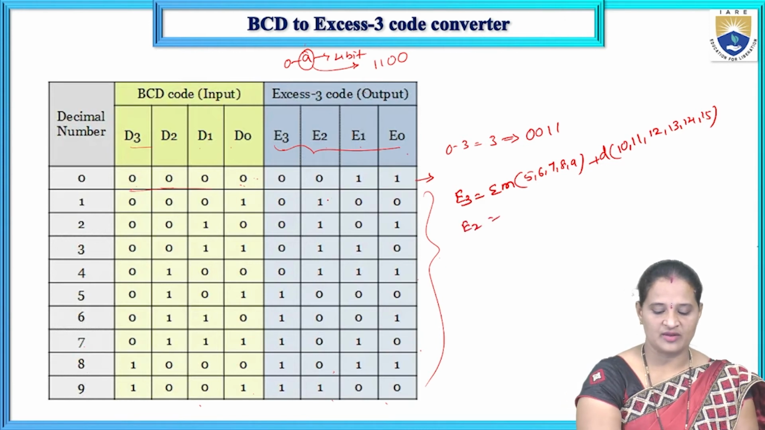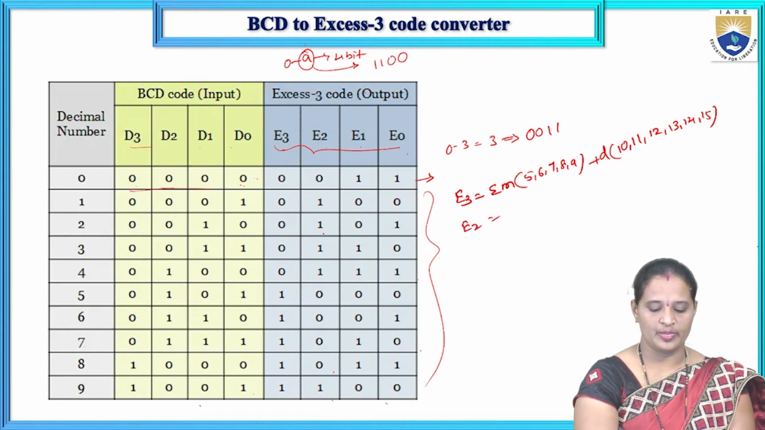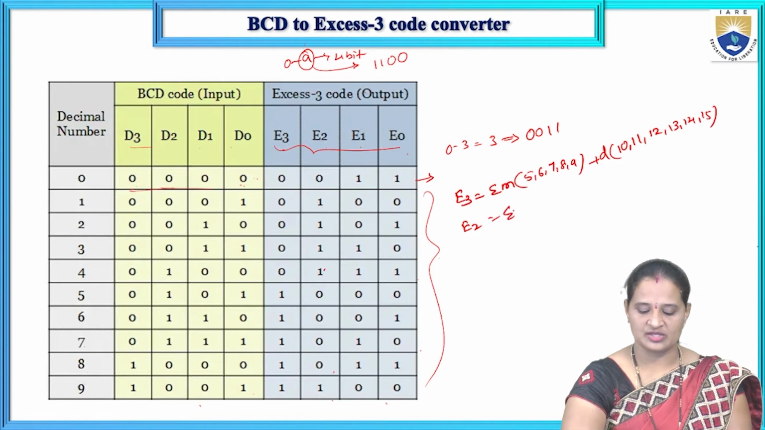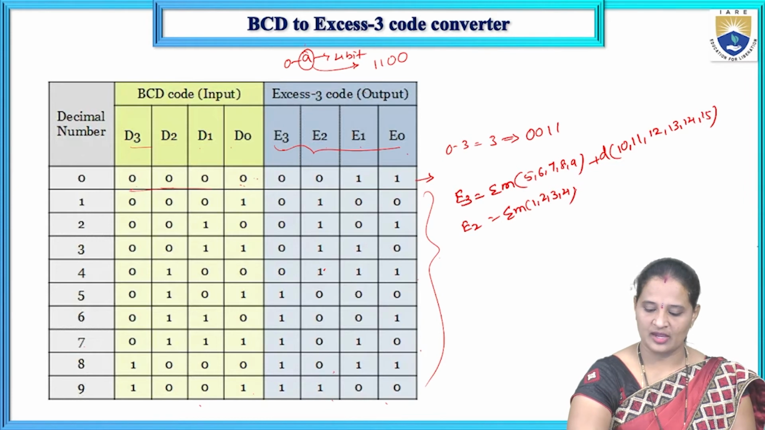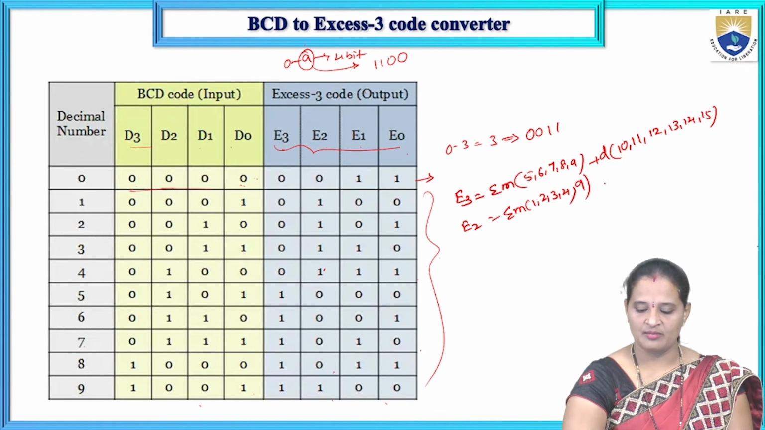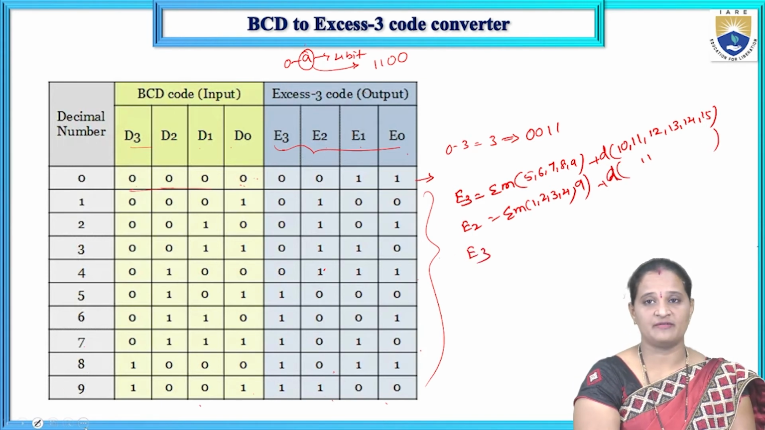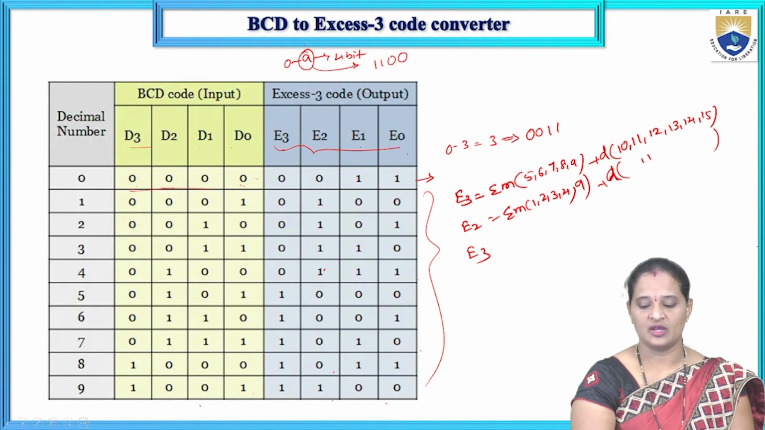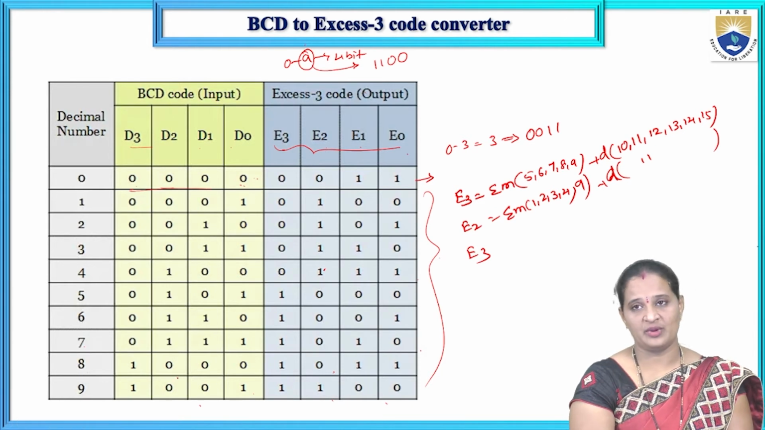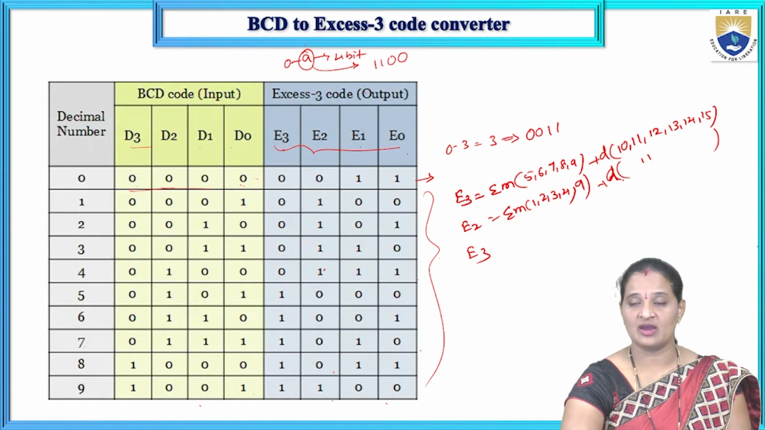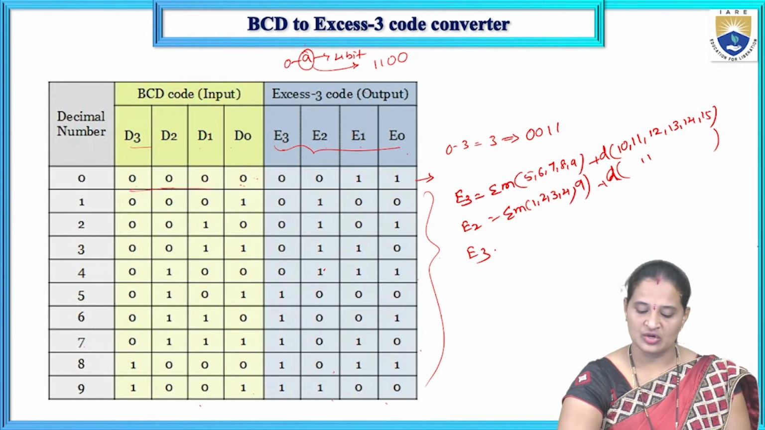Similarly, E2 is 1 for 1, 2, 3, 4, so summation m of 1, 2, 3, 4 and also 9, plus again the don't care combinations are the same. Because we are not specifying the output for the combinations 10 to 15, even though the input is 4-bit, I am not using these. That is why we are considering these combinations as don't care.